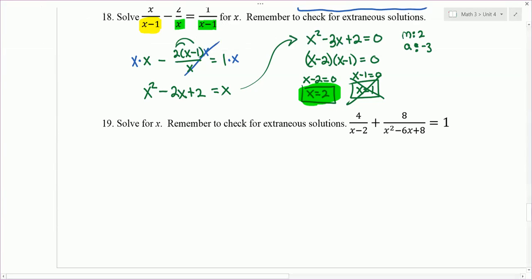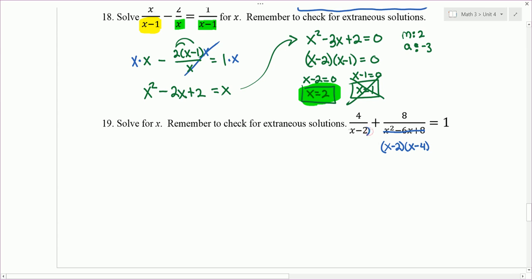I'm going to try to factor, first of all, the x squared minus 6x plus 8. Looking for two numbers that multiply to 8 and add to negative 6. Negative 2 and negative 4. So we can ignore that now. Change it to the x minus 2, x minus 4.